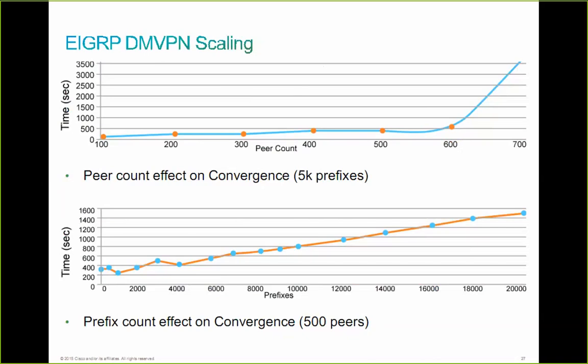Scaling a DMVPN network beyond that number means that we usually have to have multiple hubs, and then each hub would terminate 600 spokes so that we can kind of load share or share that responsibility across multiple hubs.